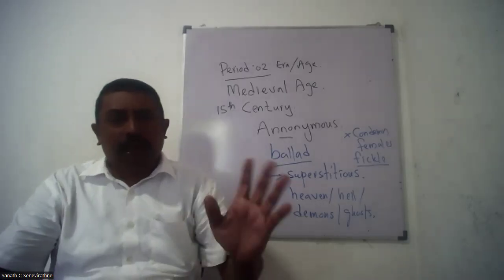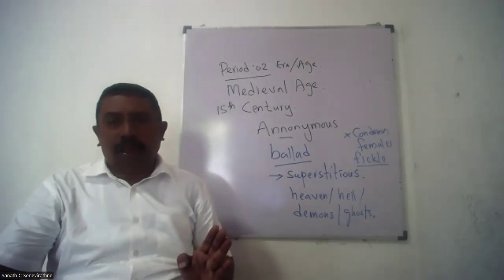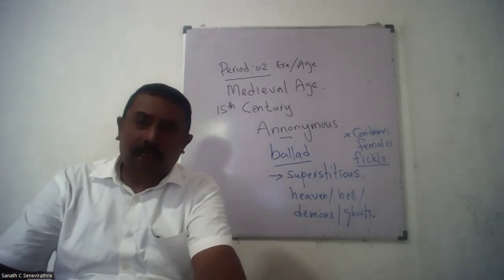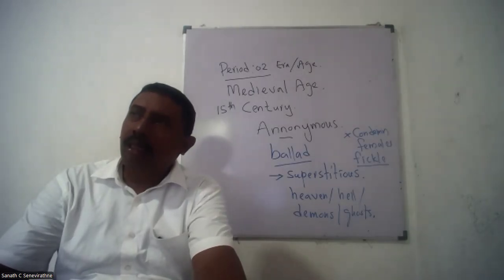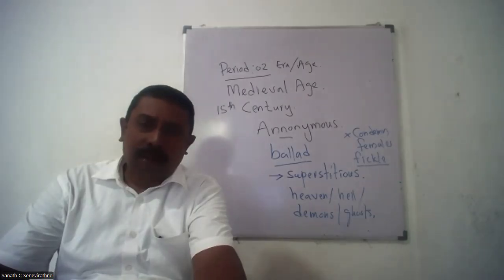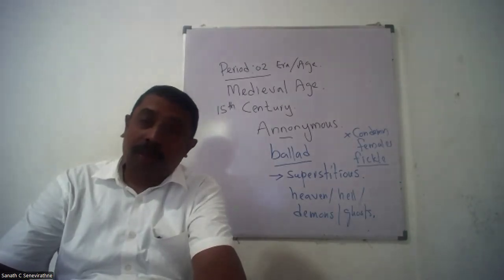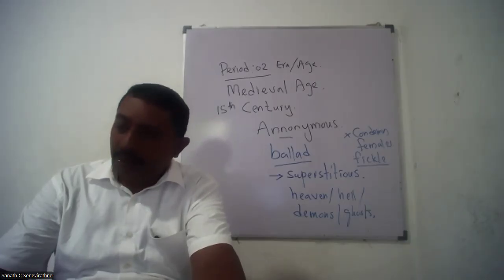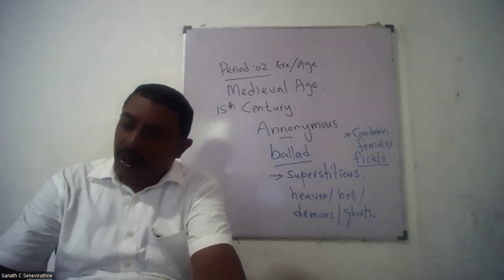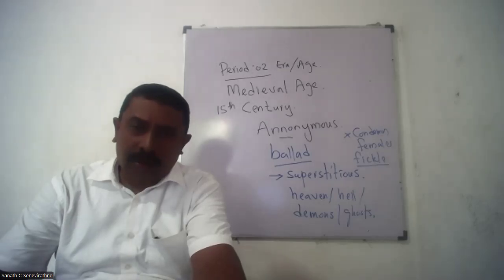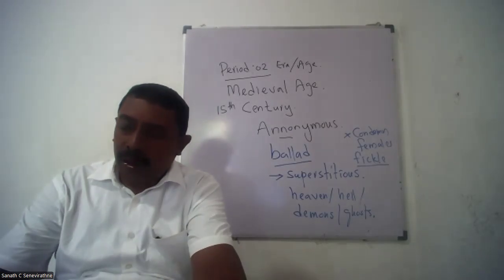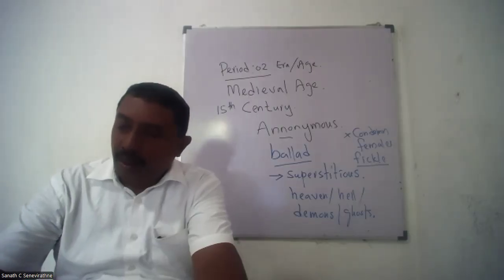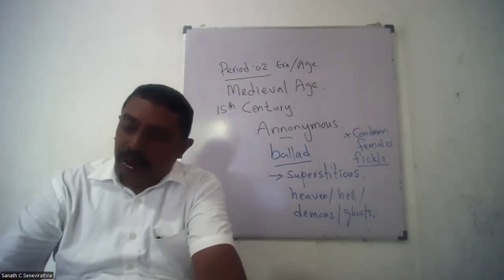Right. Now, English literature, no other country, England only. American literature started 500 years ago. Sri Lankan English literature started 100 years ago, like that. Other countries in colonial time, that means when England was ruling other colonies, the second period of English literature is called medieval age. That was the 15th century.